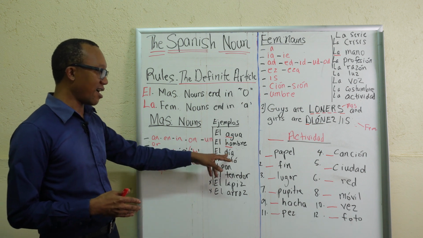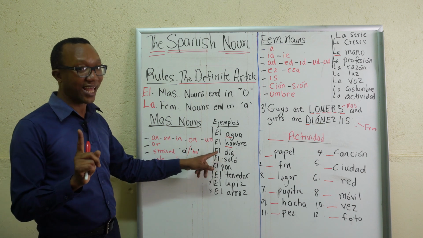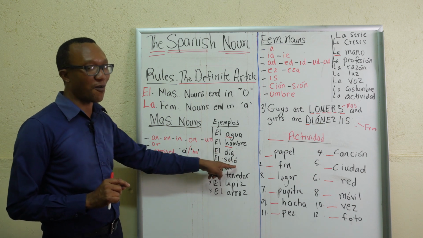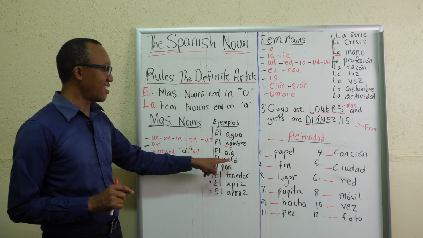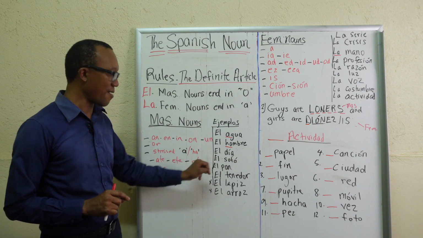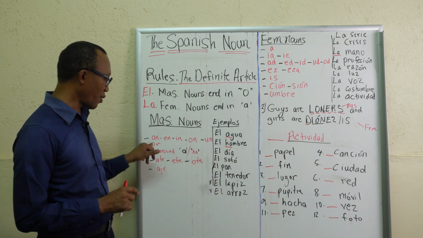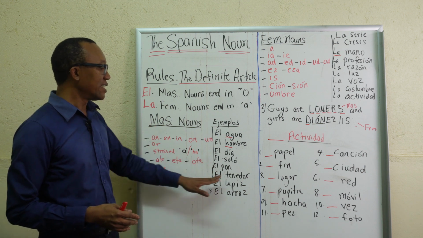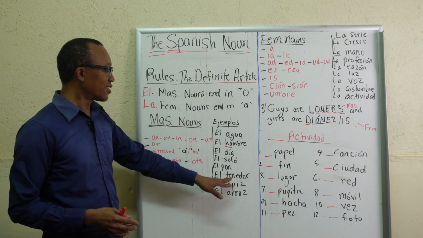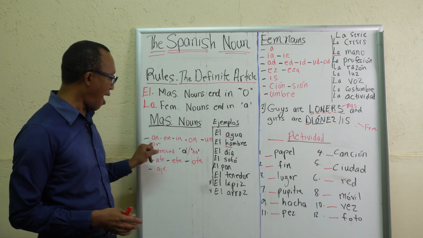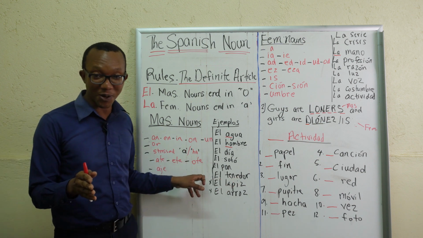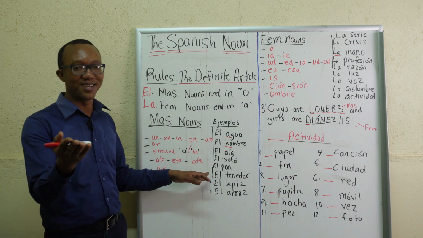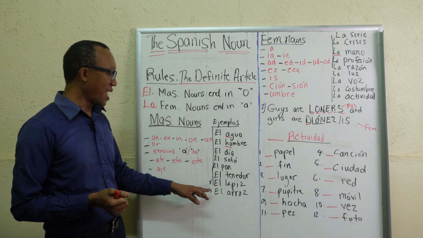Now what about día? El día, not la, el día. Sofá, stress on the A, so el sofá. Pan, so according to the rule, AN, we have to use el pan, which means bread. Tenedor, OR, so we're going to say el tenedor, which means the fork, right?